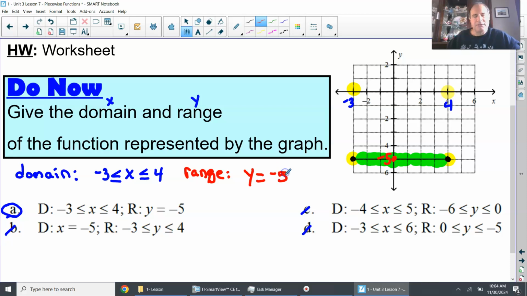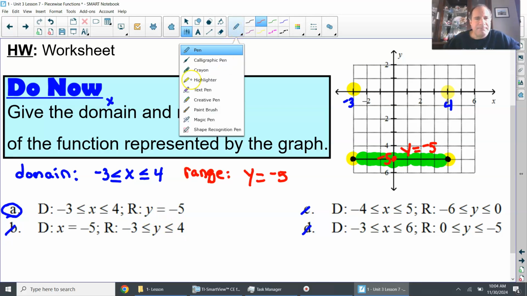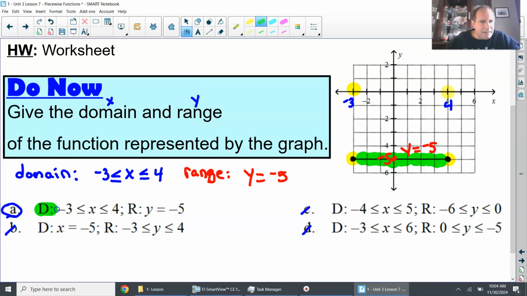And that's the actual line, right? This line is y is equal to -5. And that's why you could see that the domain exists between -3 and 4 and includes -3 and 4 because these are closed circles. And then the range is just y is equal to -5 along that horizontal line, which has a 0 slope, y is equal to -5.